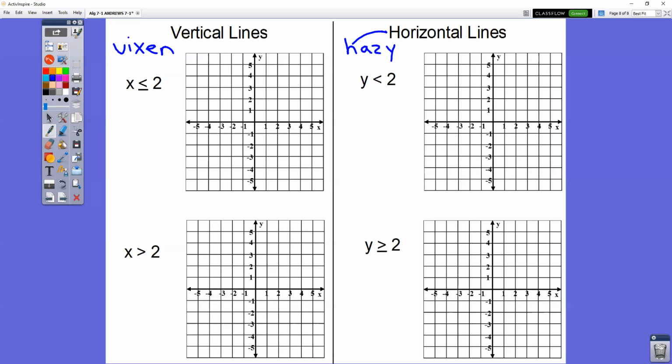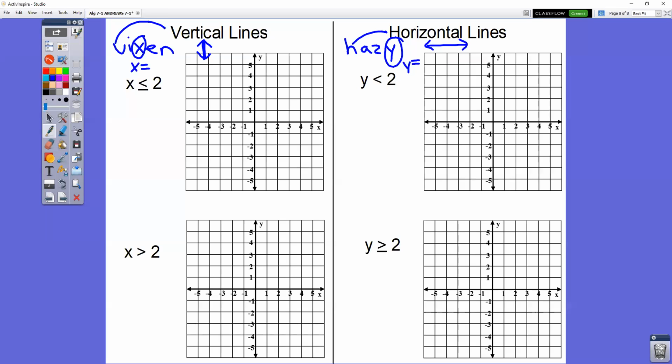You are going to use that when you have a y equals equation. So anytime that you have y equals a number, it's going to be a horizontal line. Vixen, the V is for vertical, and the X is when you're going to have x equals. So when you have a y equals equation, you're going to have a horizontal line. Remember, horizontal is side to side. And remember that when you have an x equals equation, you're going to have a vertical line. That's what hazy vixen is, all right? To remind you which way the line is supposed to look.